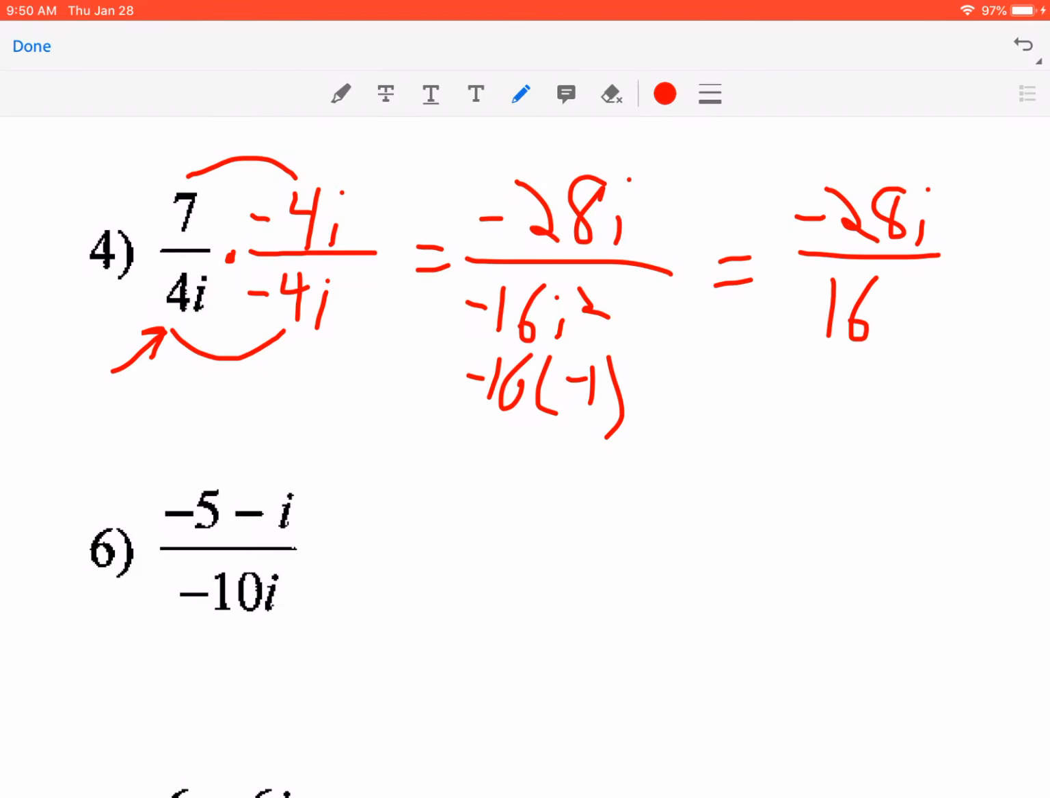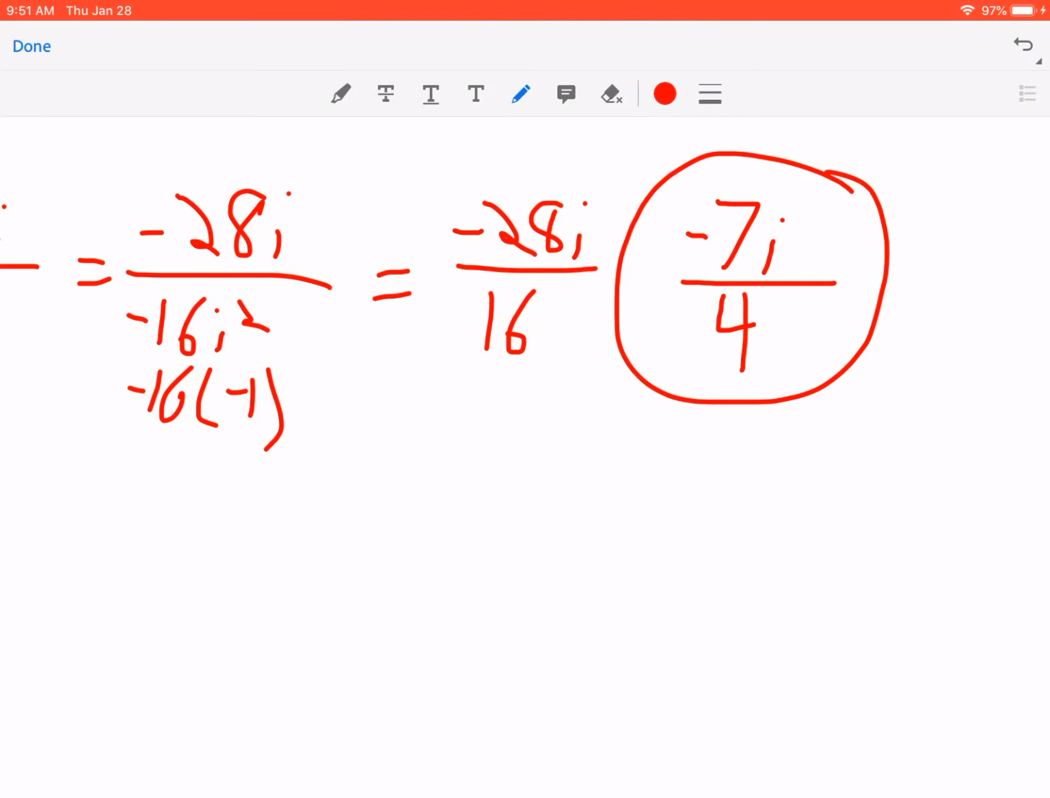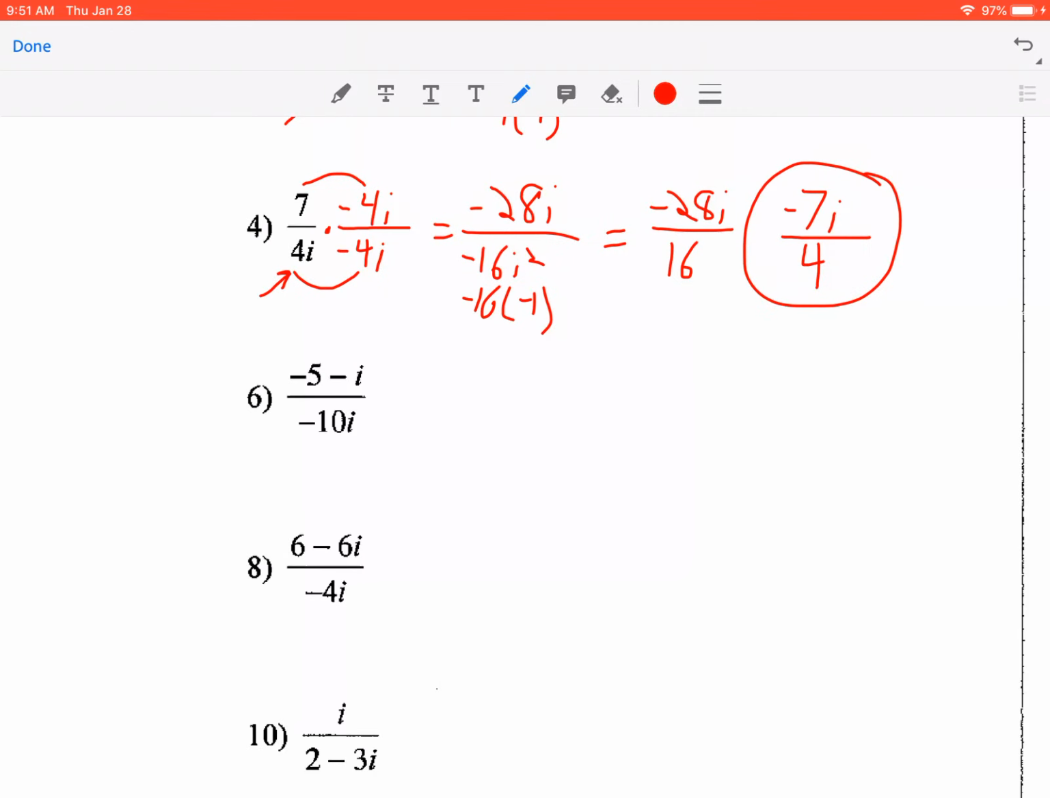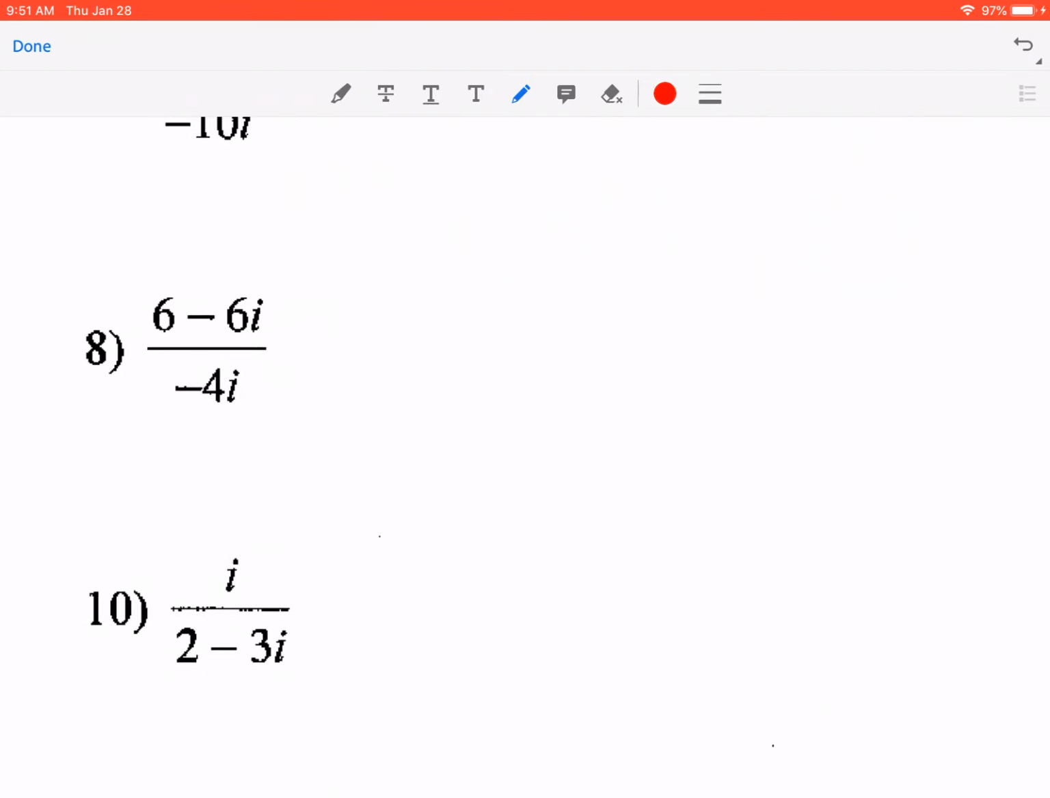But you should be able to simplify that. What number goes into 28 and what number goes into 16? What's the highest number that goes into 28 and 16? 4. So how many times does 4 go into 28? That'd be 7, so that's a -7i on top. How many times does 4 go into 16? 4 times, and that's the best you can do. Did you get rid of the i on the bottom? Yes. It's okay to have an i on top. No problem there. So that's the best you can do, -7i over 4. All right? Let's skip down to number 8.